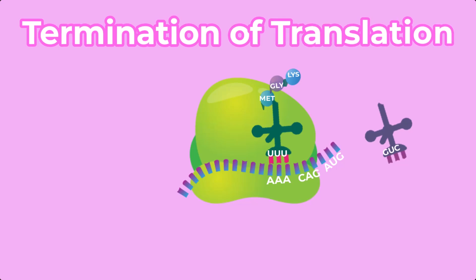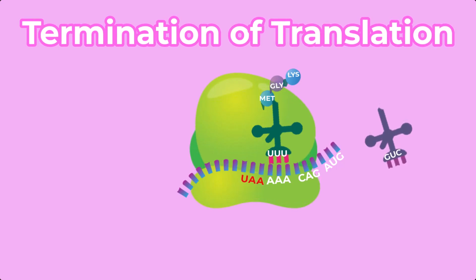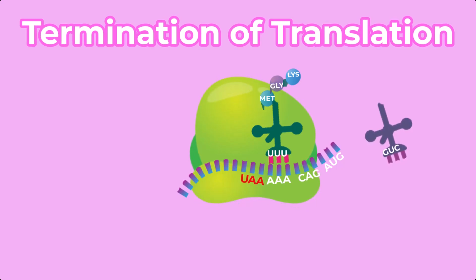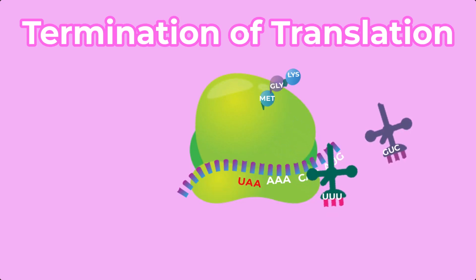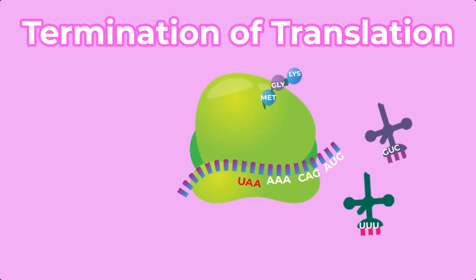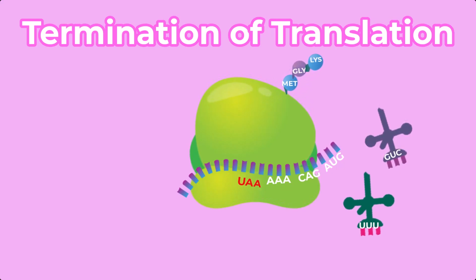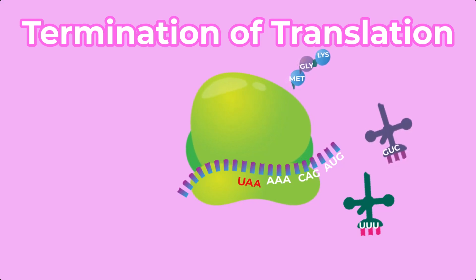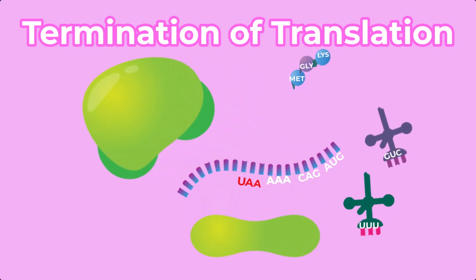Termination begins when the stop codon reaches the ribosome's A site. Stop codons, UAA, UAG, and UGA, tell the translation to stop. The completed polypeptide is then freed, and the ribosome splits back into its subunits.